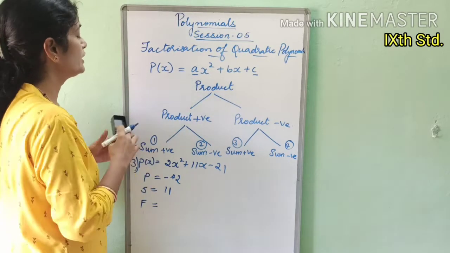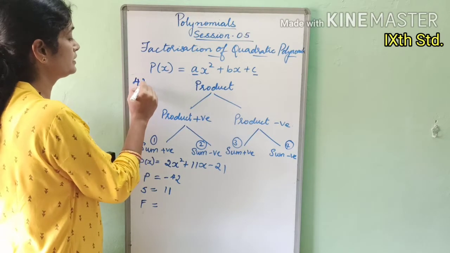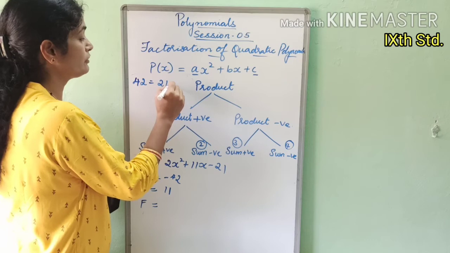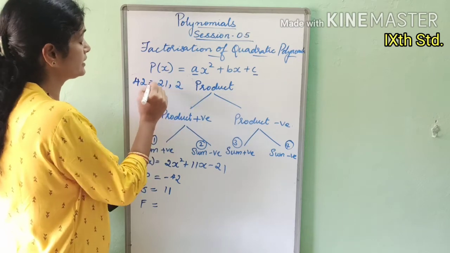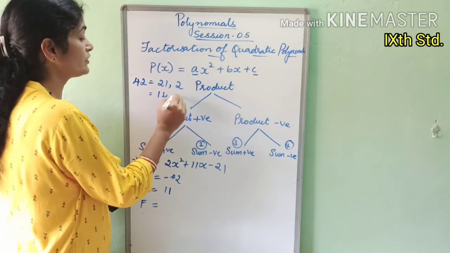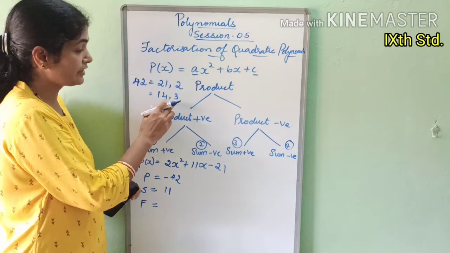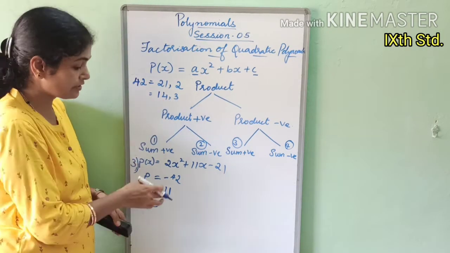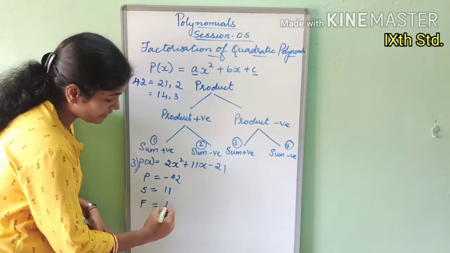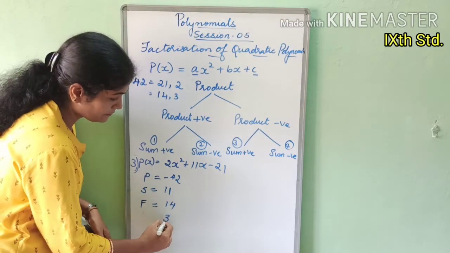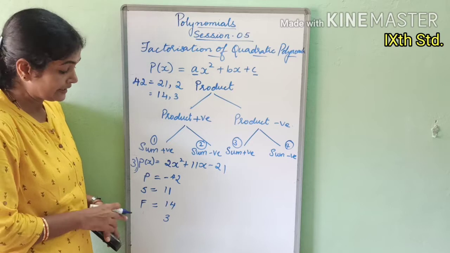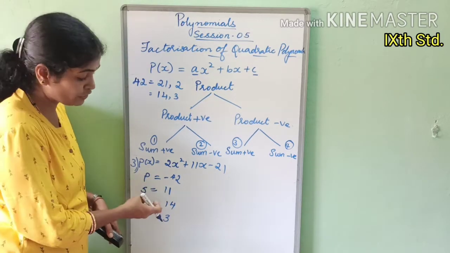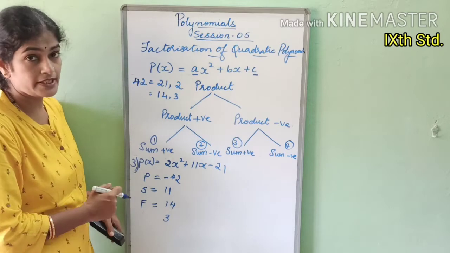Factors of 42 you can take as 21 and 2, and also 14 and 3. Now just see 14 and 3. 14 into 3 gives you 42, right? 14 minus 3 gives you 11. So we will take 14 and 3. Now, what are the signs of these factors? Whether 14 should be plus and 3 minus, whatever it is.